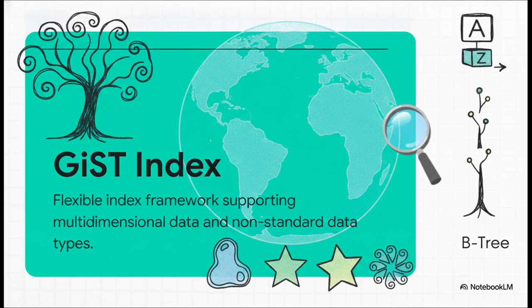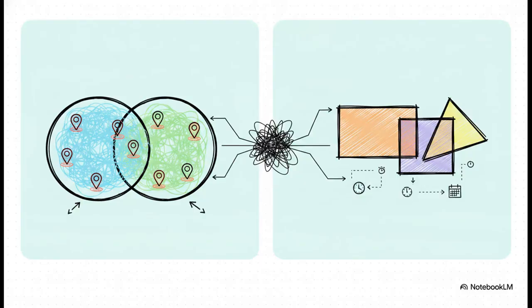For that, we use the GIST index, or generalized search tree. Again, for my MySQL users out there, you'd be looking for spatial indexes to do this job. Unlike a standard B tree that strictly relies on simple one-dimensional less than or greater than alphabetical sorting, GIST is a highly flexible framework. It is designed specifically to support multi-dimensional data and weird, non-standard data types. To wrap your head around it, a GIST index acts much more like a visual topic map.